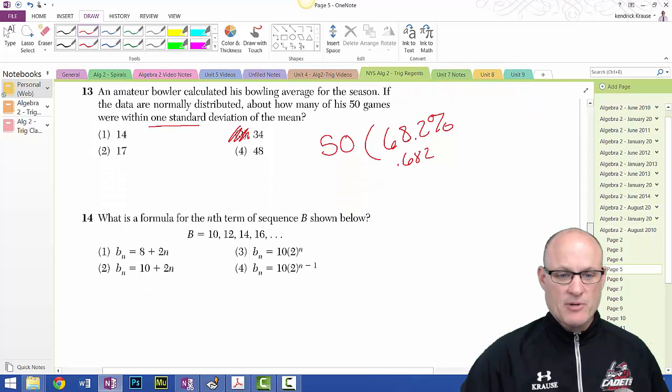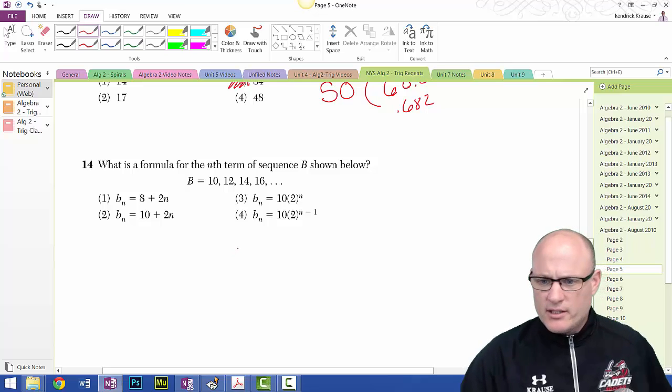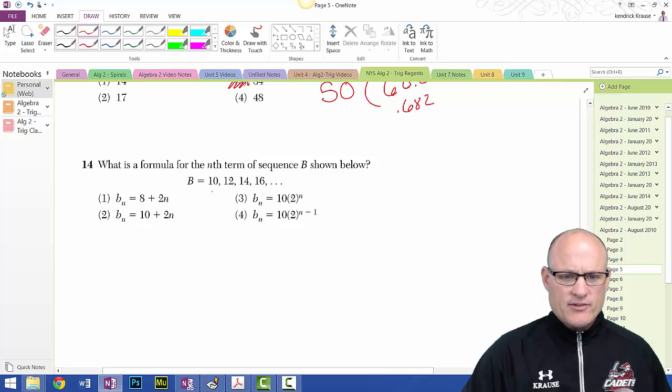All right, what do we got here? Last problem for this first section of August 2010. Let's see. We're going up by 2. We're going up by 2. We're going up by 2. So it looks like we're adding 2 every time. It is not a geometric sequence, so we're not going to be multiplying, we're going to be adding.